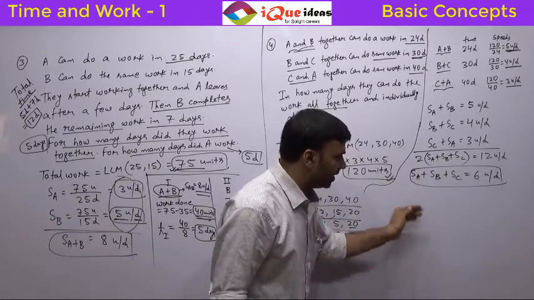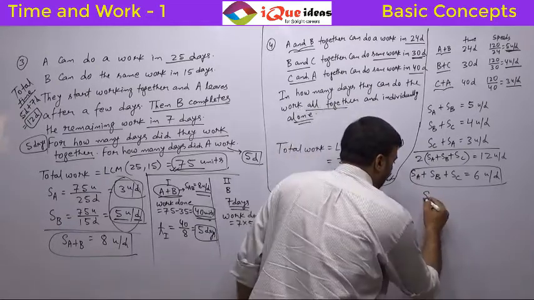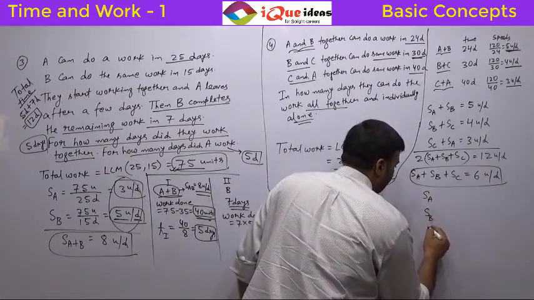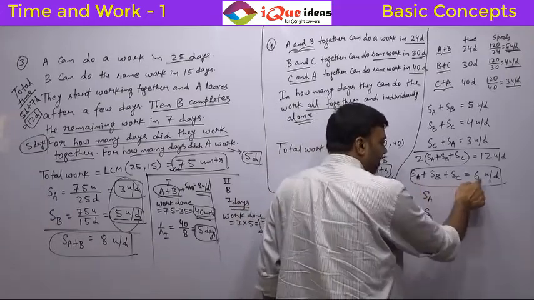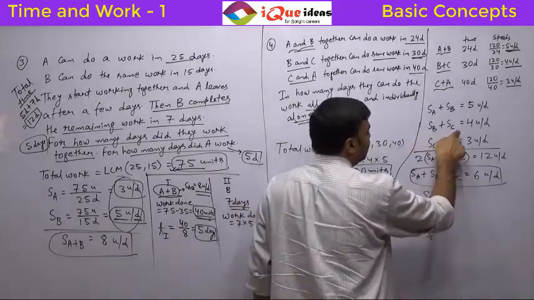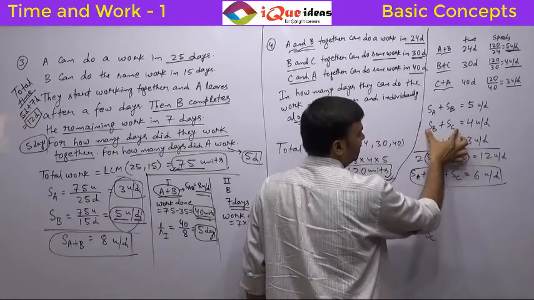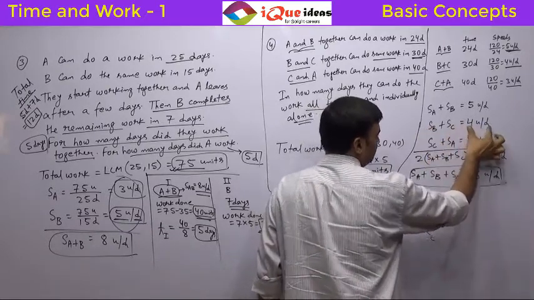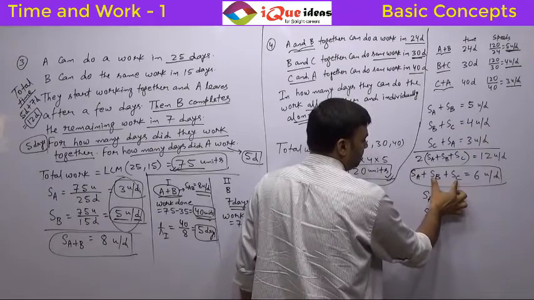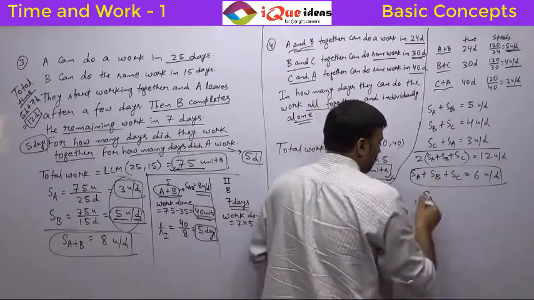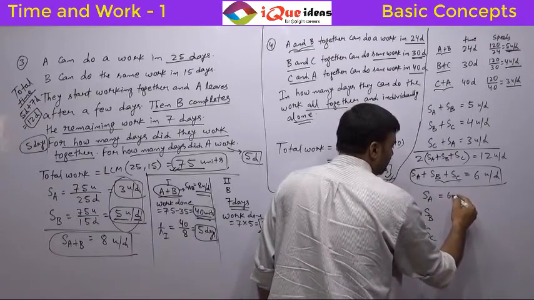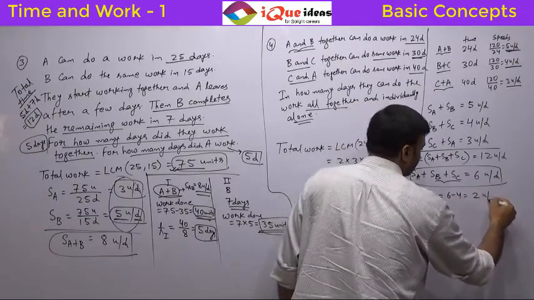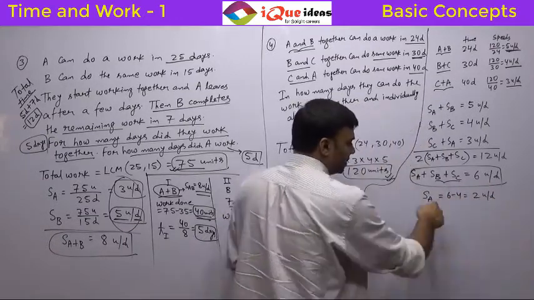From here you can calculate the individual speeds also. Let's see how. Speed of A, speed of B, and speed of C. Look at this. Combined speed of all the 3 together is 6 units per day. B and C together is 4 units per day. So speed of B plus speed of C is 4 units per day. Put 4 here in place of B and C together. You will get speed of A equal to 6 minus 4, that is 2 units per day. So we have got the speed of A.